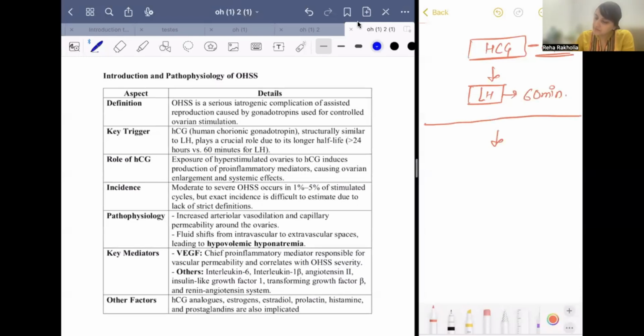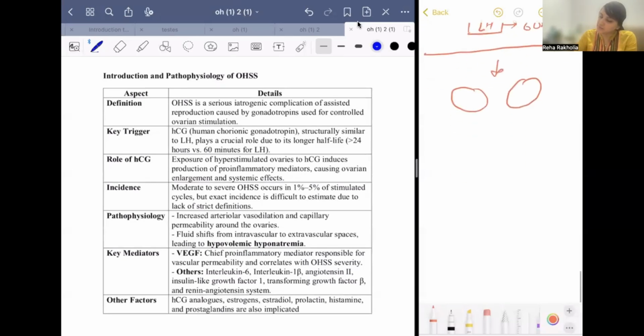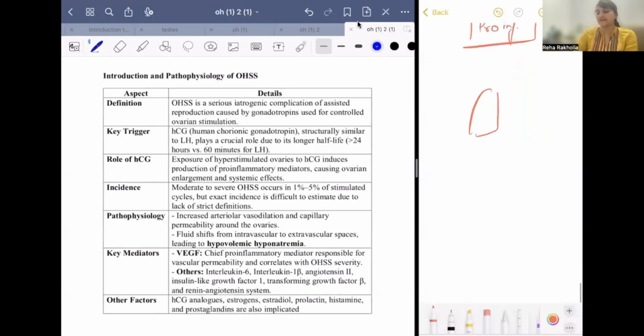So when the ovaries are hyperstimulated by exposure to HCG, they start producing pro-inflammatory mediators, which are chemicals that cause swelling, inflammation, and increased fluid leakage from blood vessels. This leads to ovarian enlargement and other systemic effects, such as fluid accumulation in the abdominal cavity, or even fluid collected in the lungs in severe cases.